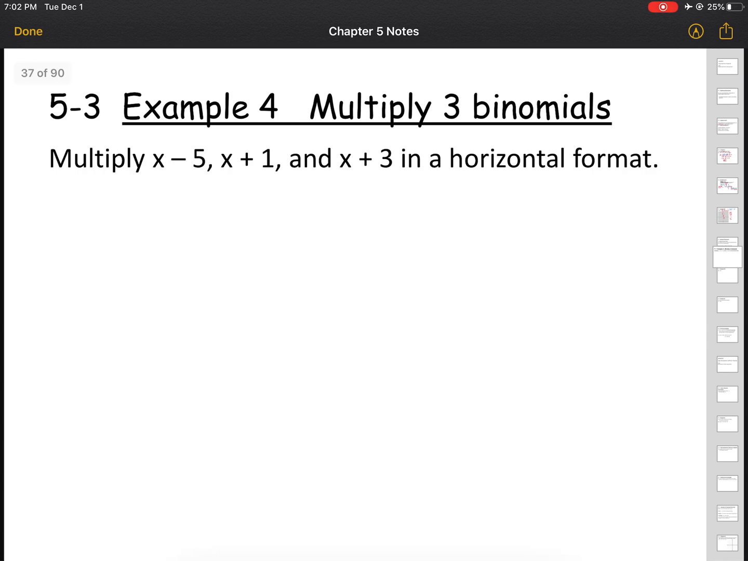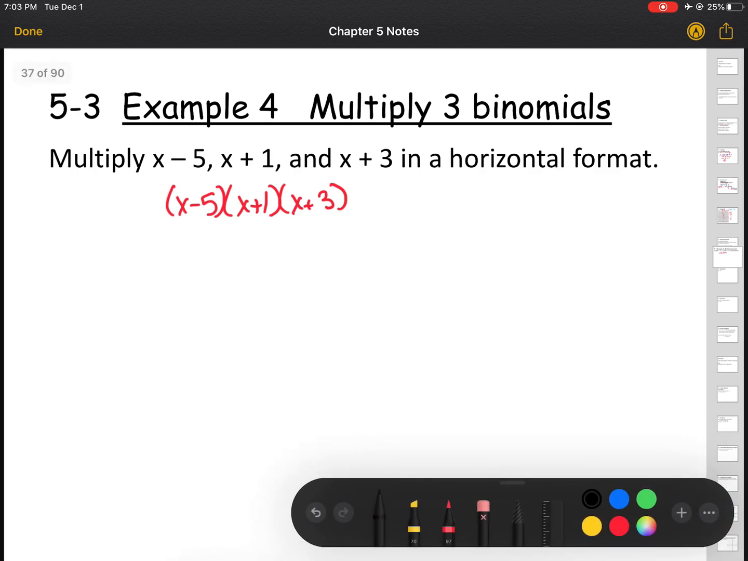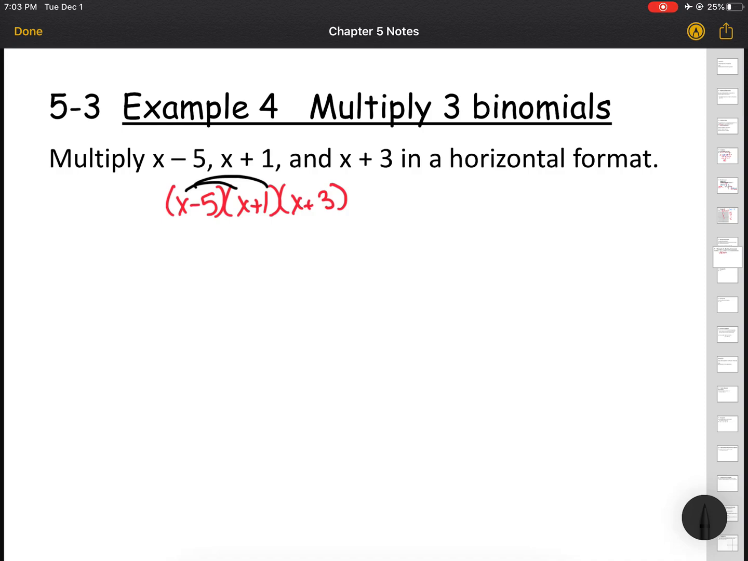So what if I need to multiply 3 different binomials? I could just do the same exact thing, okay? Write them all out first, and then pick 2 at a time. Normally I work with the first 2. So if I kind of FOIL these two, okay, I get x squared plus 1x.